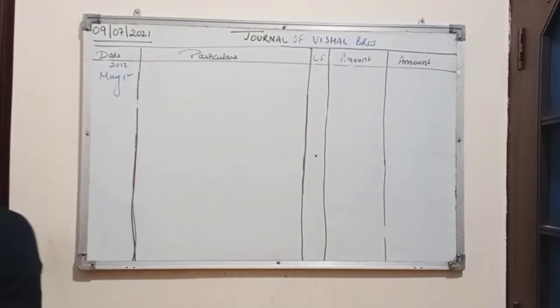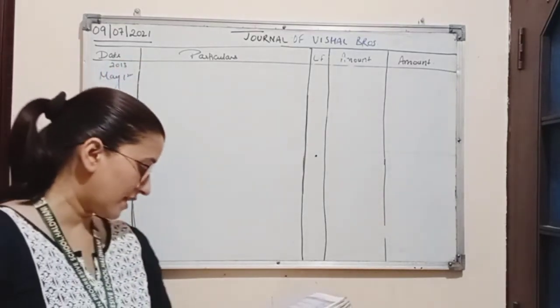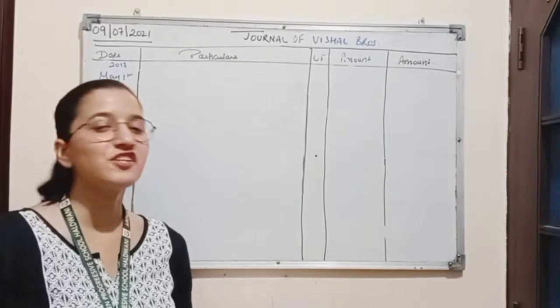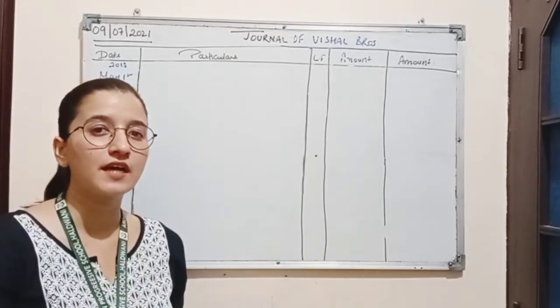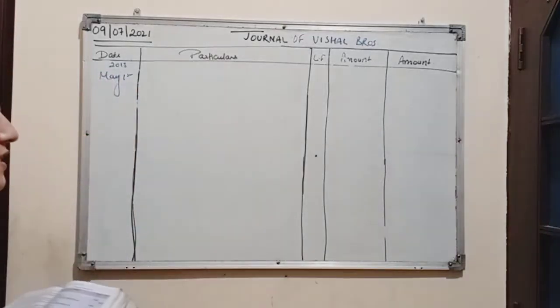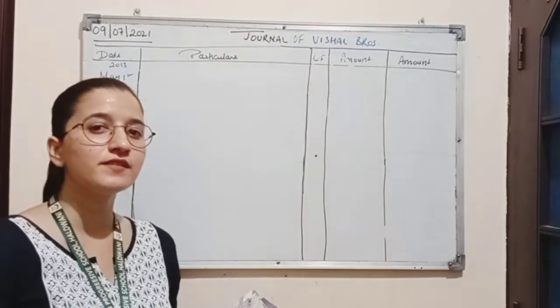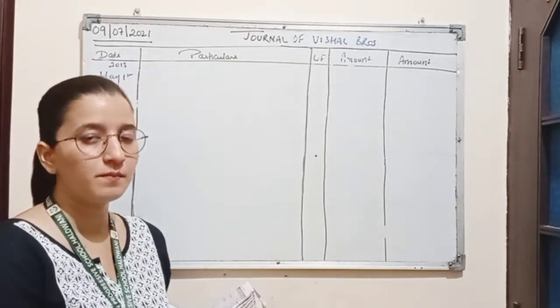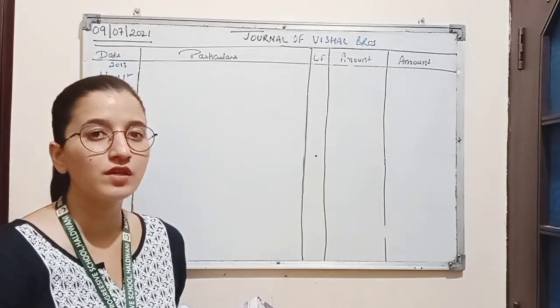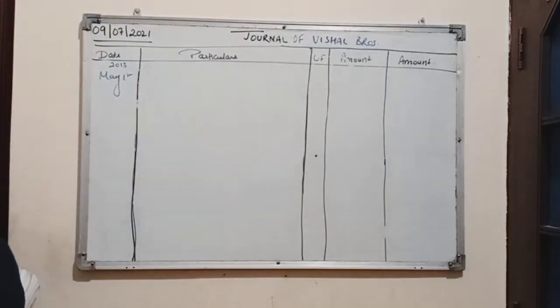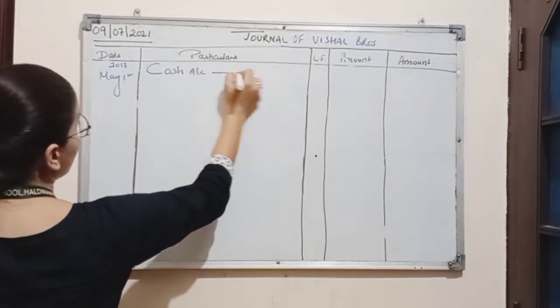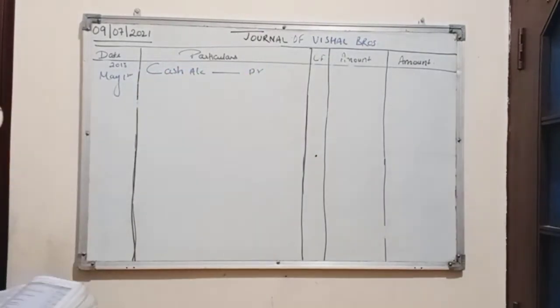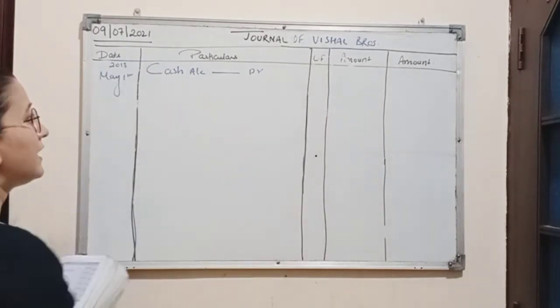Year is 2018. Now the transaction is: commenced business with cash rupees 5 lakh. So in this transaction, business has been started with cash. That means cash is invested in the business. There is inflow of cash in the business. So cash as a real account will be debited. Why? Because the rule of real account is debit what comes in. So here we will be debiting cash account.